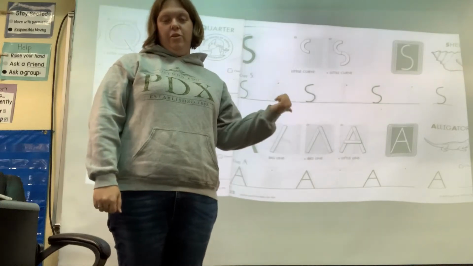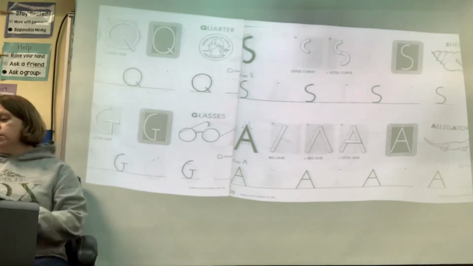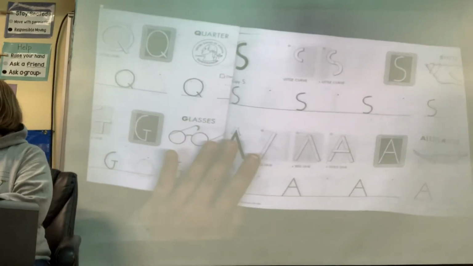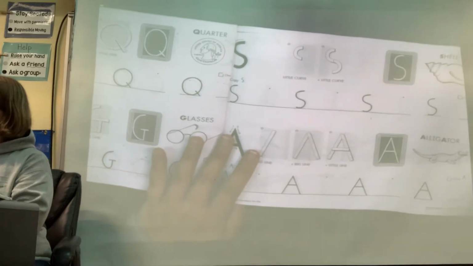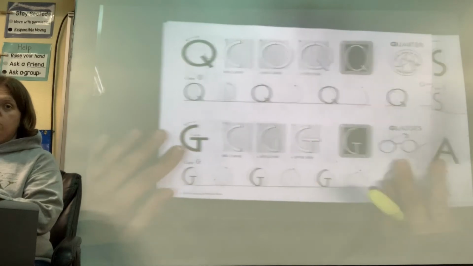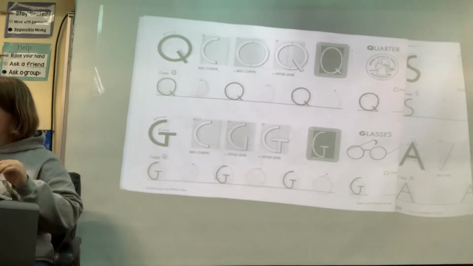All right, so we're gonna go ahead and start with our letter practice. So go ahead and get out your letter practice book. Open up to page 21 today. It has Q and G as our letters. Okay?